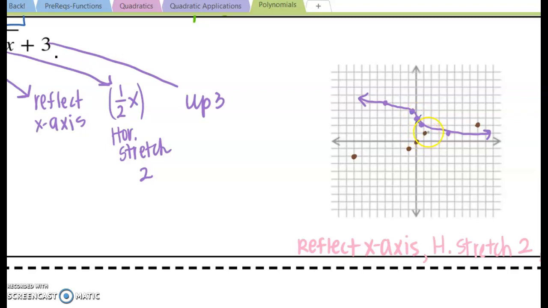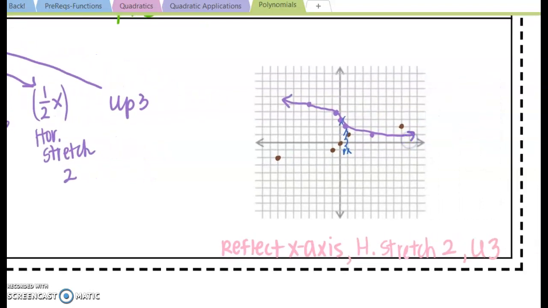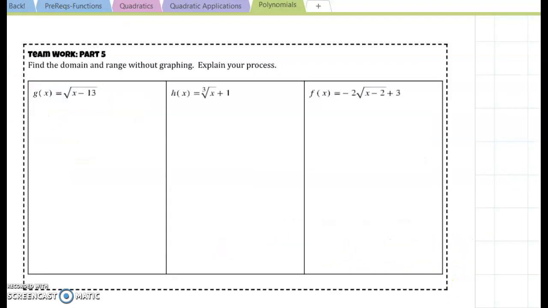Same thing for this point here. If I reflect over the x-axis, I end up here. And then I do 1/2 times my x value. Well, my x value is 1, so that moves me here. And then I move up 3. So 1, 2, 3, and that puts me there. Okay? To describe the transformation of the progression, you just list your shifts that are happening. And now take a moment, pause the video, and try Teamwork Part 5. Here's my hint for this portion.